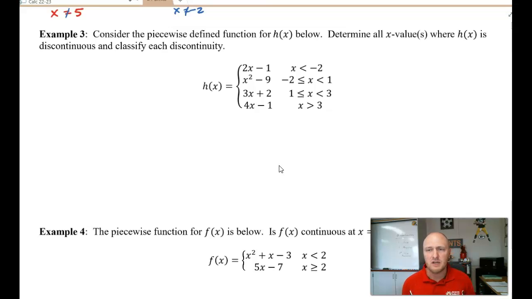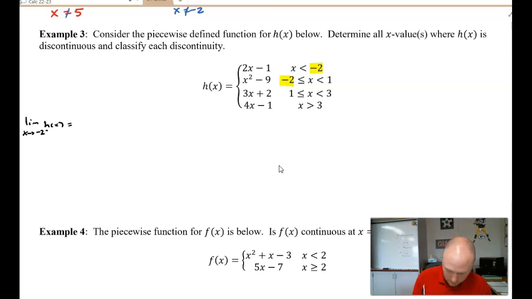Example number 3. Whew. Consider the piecewise function defined below for h of x. Determine all the x values where h of x is discontinuous and classify each discontinuity. So I have a piecewise function. What did I tell you is indicative of piecewise functions? Jump discontinuities. So what I'm doing here is laying the groundwork. We're going to be doing this more formally in the next lesson. I have to be careful here at the cut point. Look, at -2, I want to make sure I don't have a jump, right? So I'm going to say, what is the limit of h of x as x approaches -2? And let's do the left side, that first piece. So that's 2x minus 1.